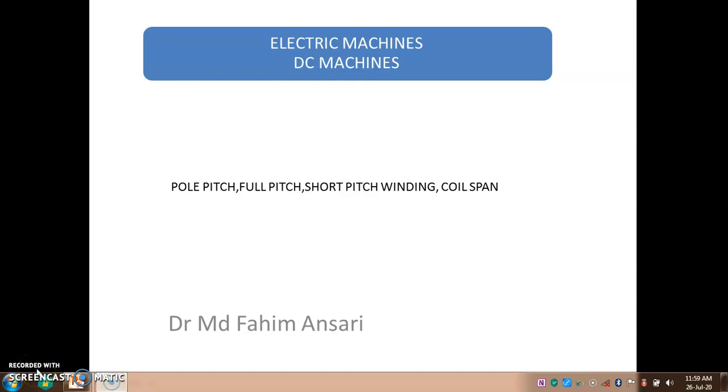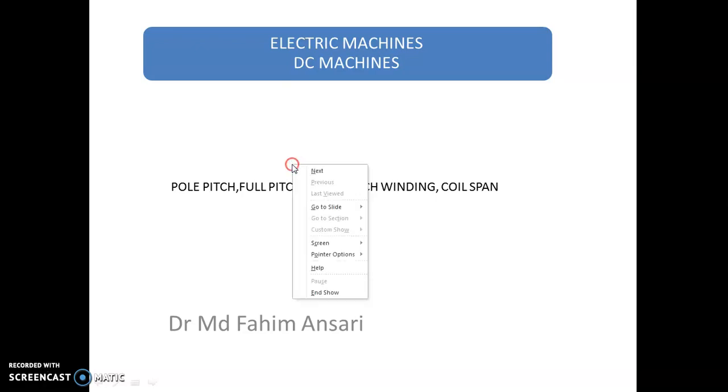In this part of the video, I am going to discuss the pole pitch, full pitch, short pitch winding, and coil span. These are very important factors to decide the armature winding in a DC machine. For this DC machine, we need to know what the coil span is, what short pitch is, what full pitch is, and other things which we are going to discuss.